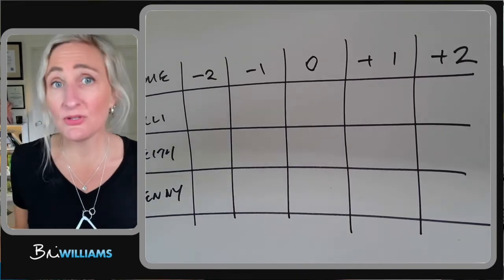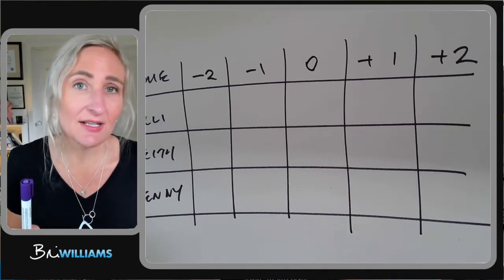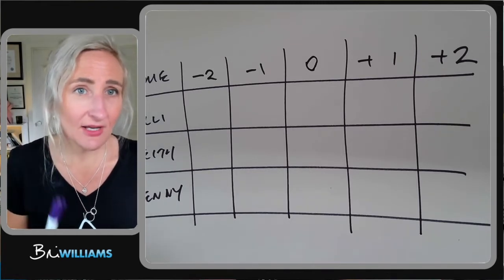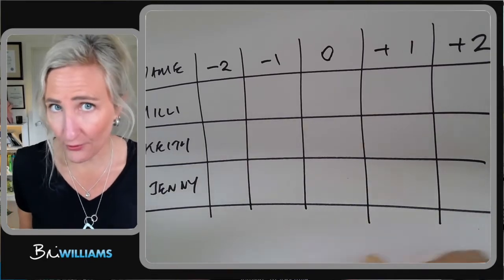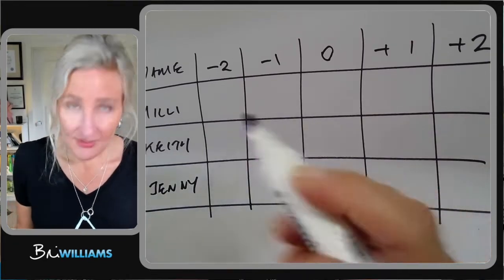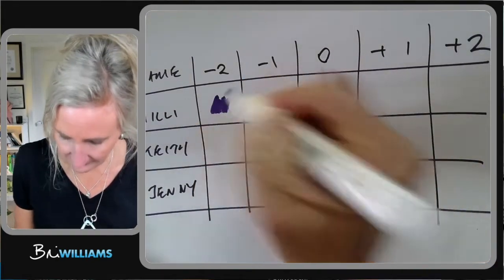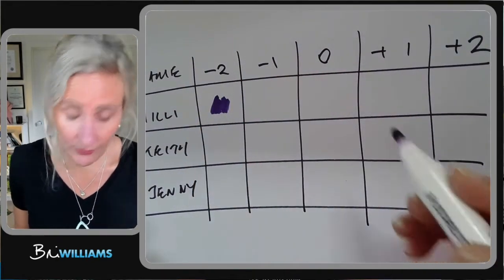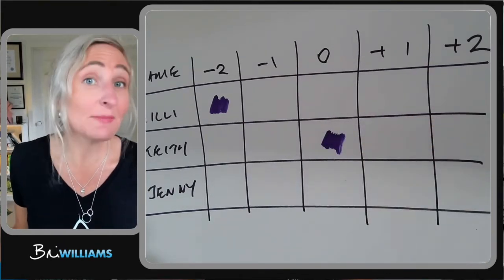Now, grabbing a post-it note or a texta in a different colour, I want you to indicate where each of these stakeholders currently sits in relation to support for your project. So let's say Millie is strongly against. Keith is neutral. And Jenny is supportive.